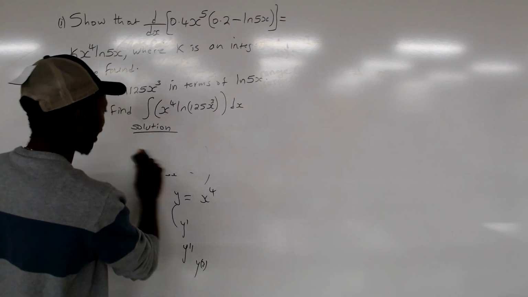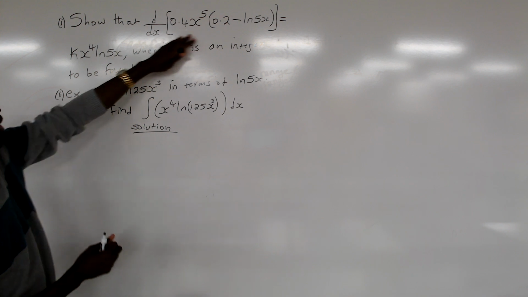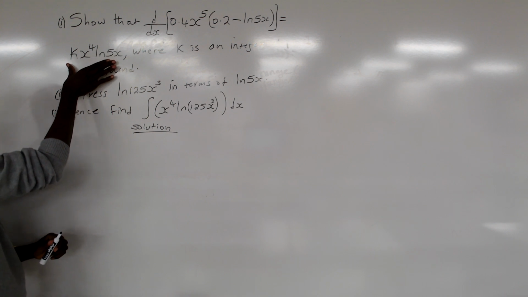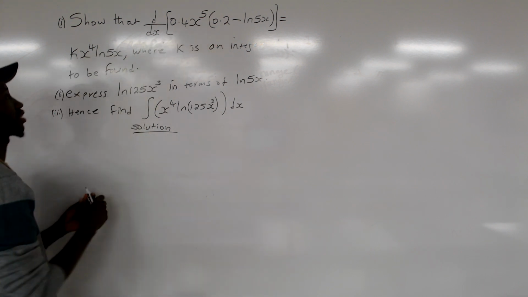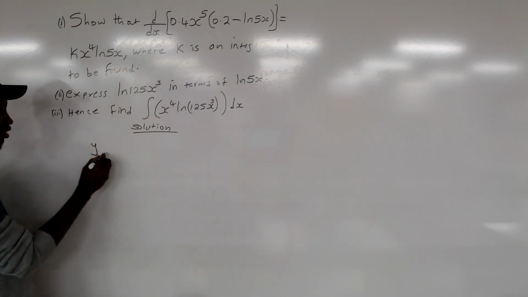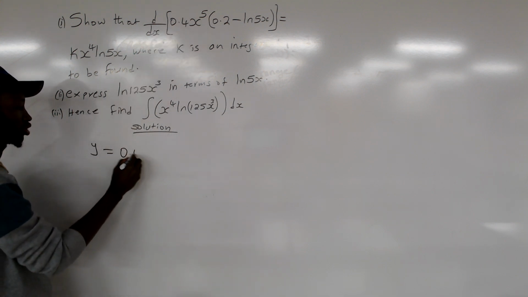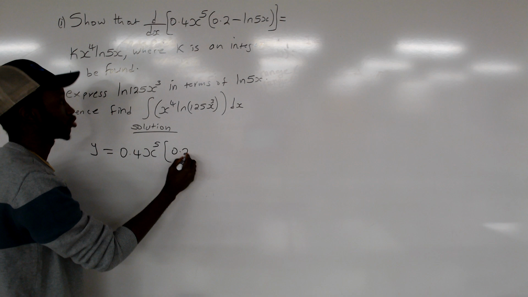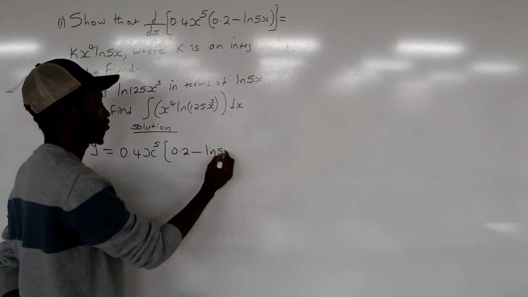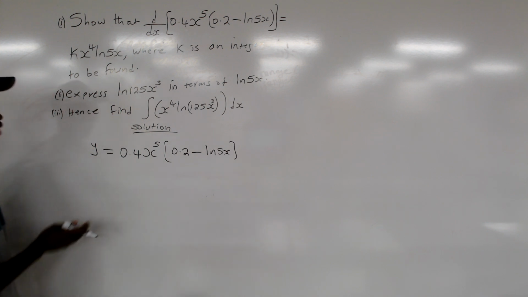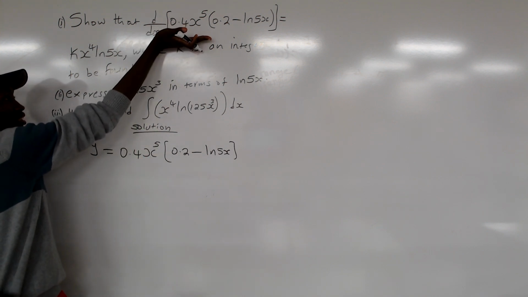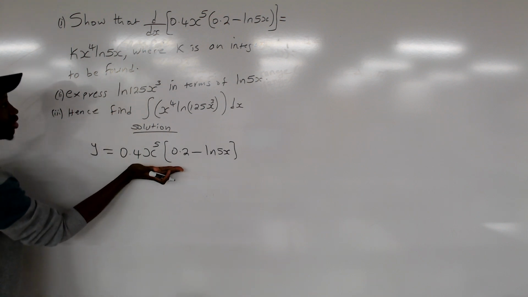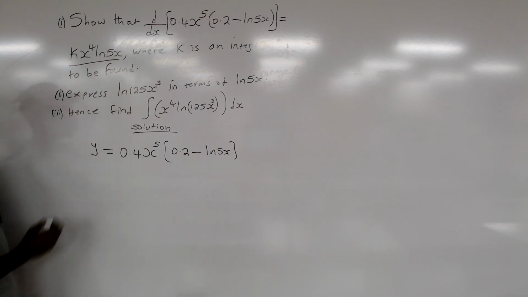If we rewrite this, we are given the differential of this equals to this. So we are required to work with this to give us something which must look like this. The relation given can be written as y = 0.4x^5(0.2 − ln 5x). So this derivative, this differential function, can be written as this, and we are required to work with it to get something like this. So this is the format.